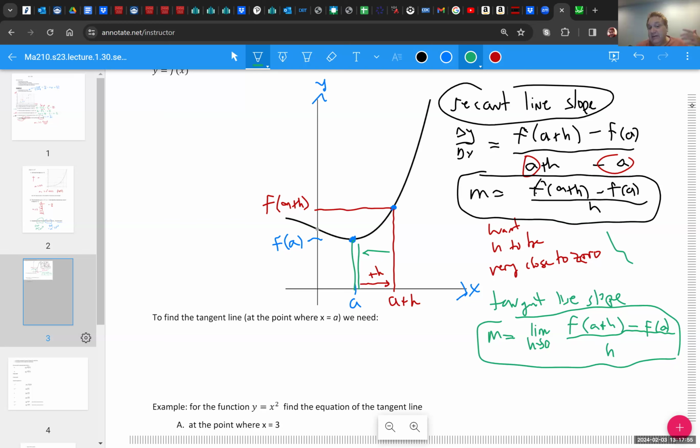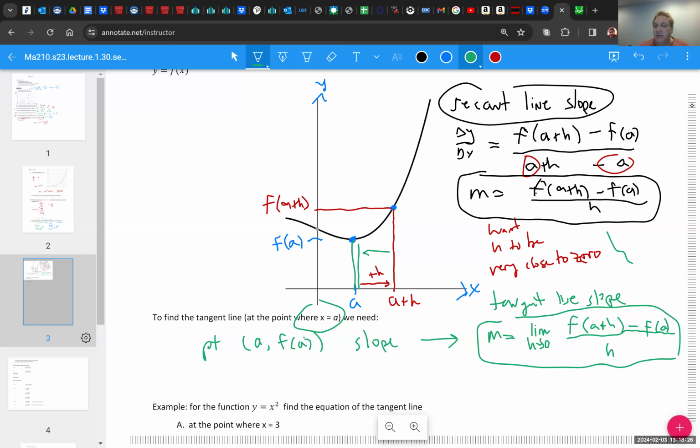Right. To find the tangent line at a particular point, well, to find the equation of any line, you need the slope and you need a point. Now we're at x equals a. So the point is going to be (a, f(a)). And the slope, well, we're going to calculate that using our formula here.